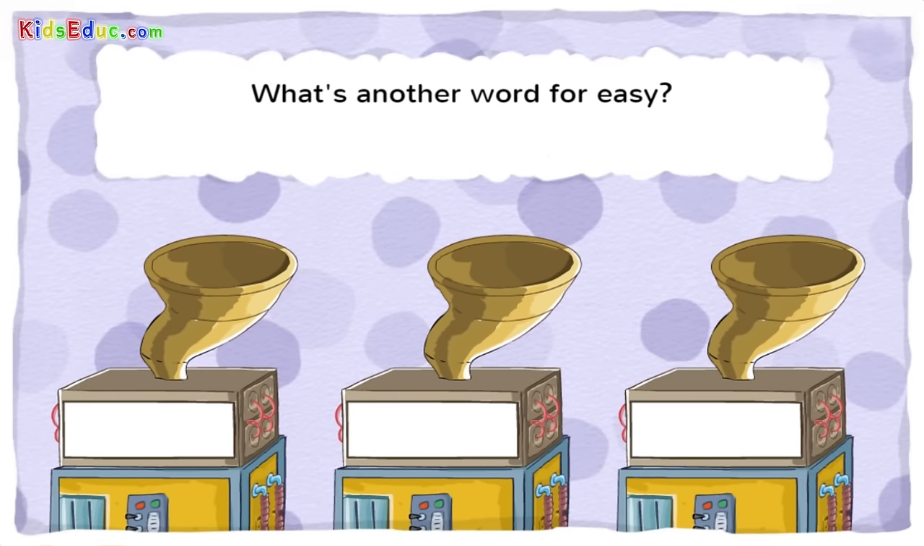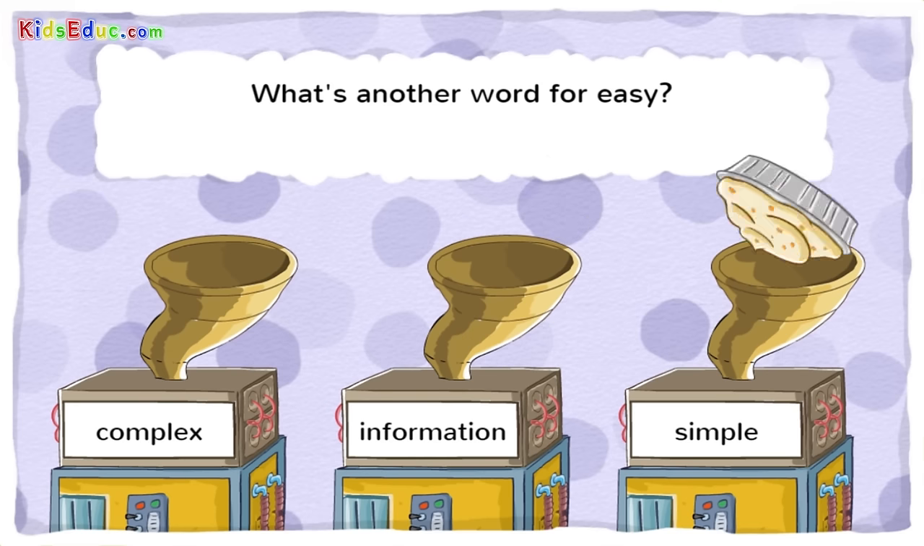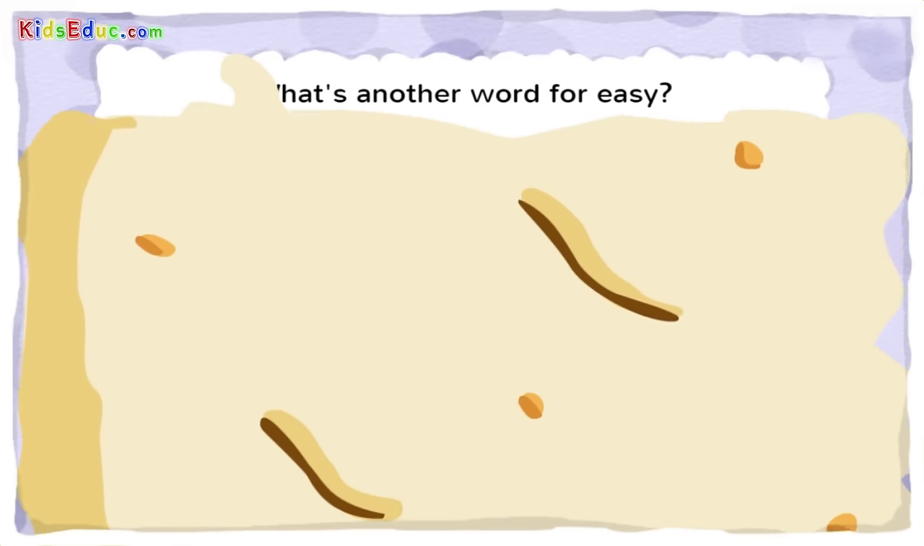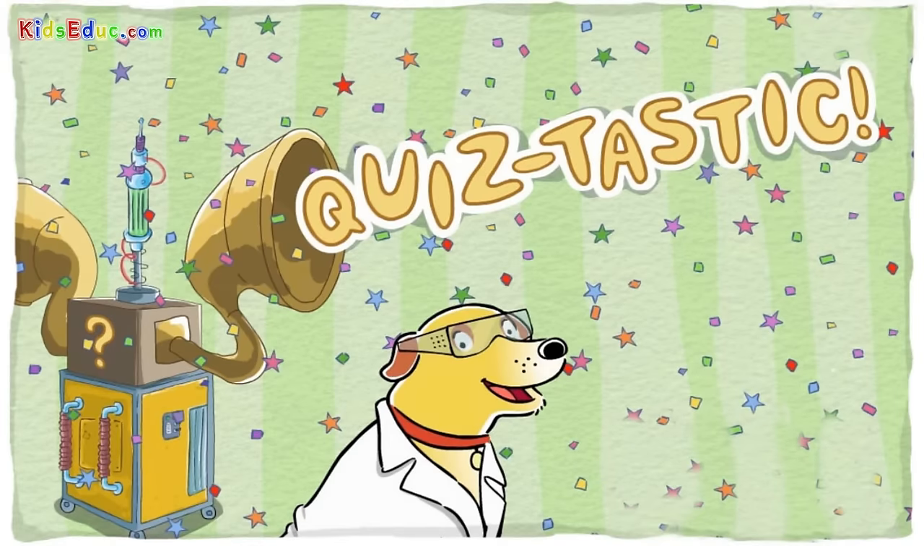What's another word for easy? Complex. Information. Simple. Simple. That's right! When something is simple, that means it does not have a lot of parts and it's easy to understand. Quiztastic.